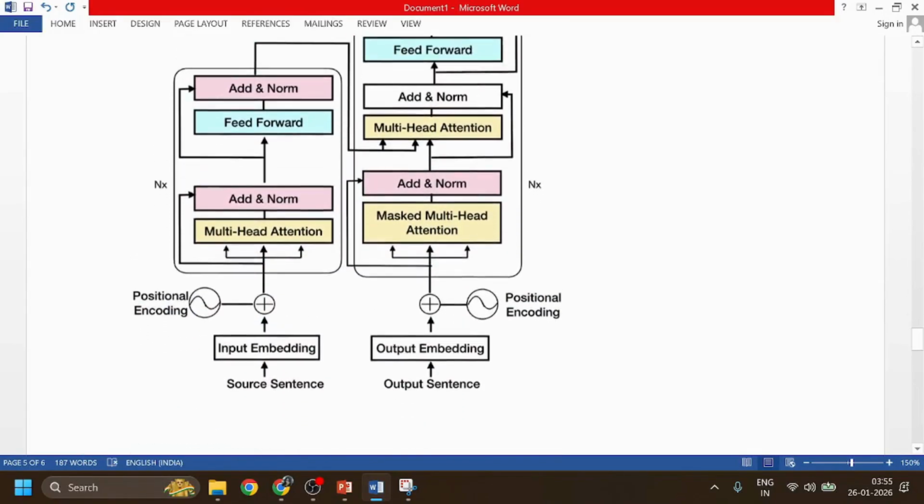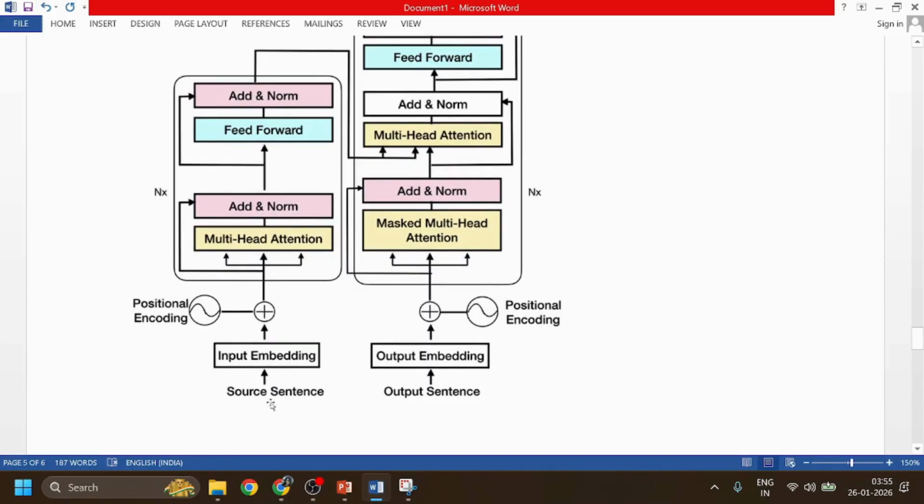So here you can see the encoder input. This is the first part. Here you can see input embedding and source sentence. So the encoder takes word embedding as an input. Like if you have any sentence, I love programming, or I love programming language, that is Python. You can take any sentence as an input. So here you can see the encoder takes word embedding as the input.